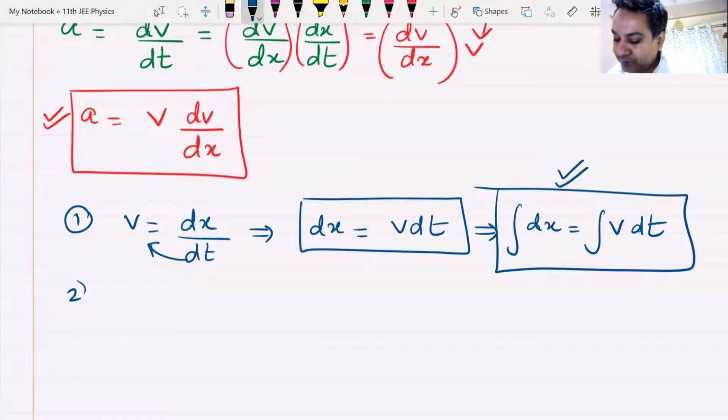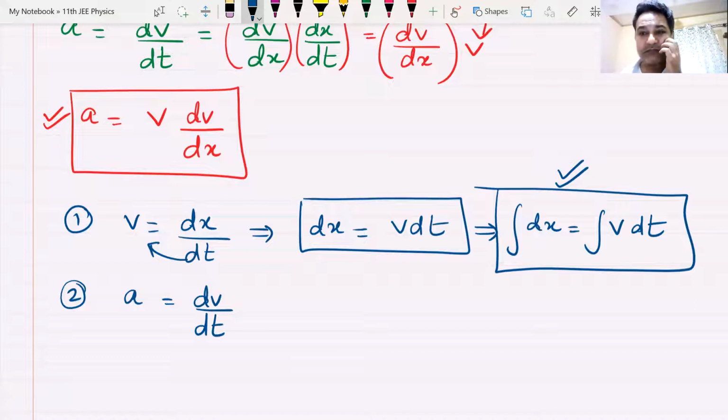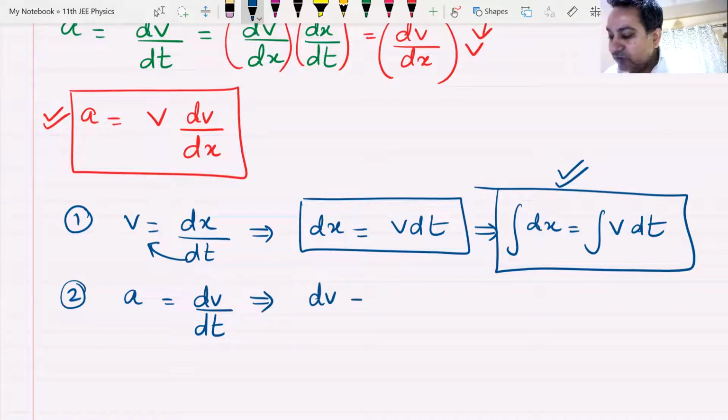Okay. Number 2. Acceleration is dv by dt. We all know this. So I can write this in a different form. dv, small change in velocity, will be equal to a into dt.